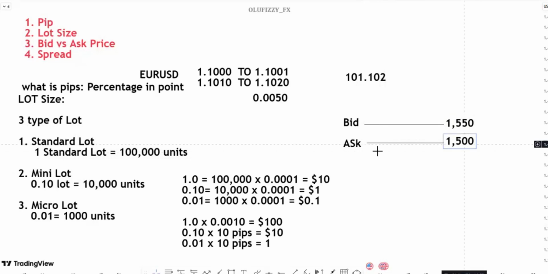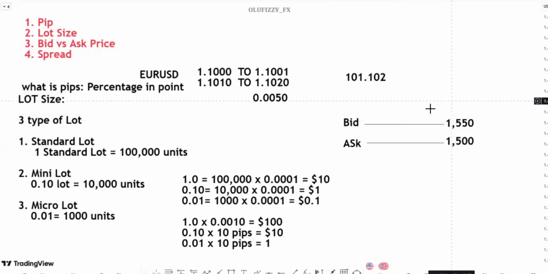It is the price a trader is willing to sell, while the bid price is the price the trader is willing to buy. So now you see the difference between the ask and bid price. That's going to be 15 naira in this case. That difference is what we know as spread. That is spread. And the spread is the commission you are charged on every trade you open by your broker.